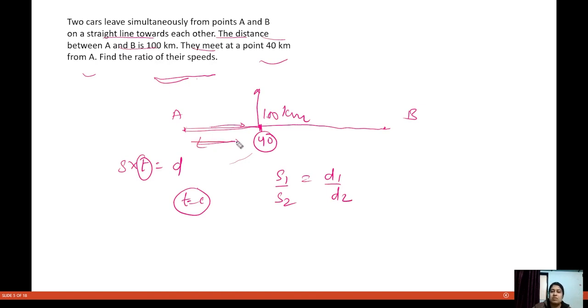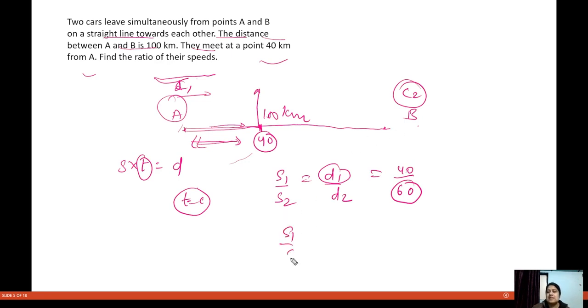Okay, and D1 is how much? 40, right. If we talk about A, the car that is starting from A, let us consider this car as C1, and we are considering this B car as C2. Okay, so D1 is actually how much? 40 kilometer, and D2 is how much? 60 kilometer, because total distance is 100 kilometer, and it is asking about the ratio of their speed. Okay, so that is obviously 2 by 3 or 2 is to 3. So the ratio of their speed is 2 is to 3. Fine. So this is how we can do these kinds of questions. Okay. So we are able to find the ratio of their speeds. Fine. And let's move on to the next question.